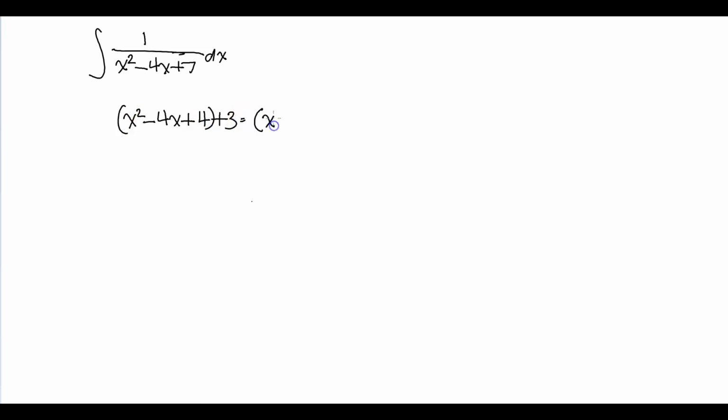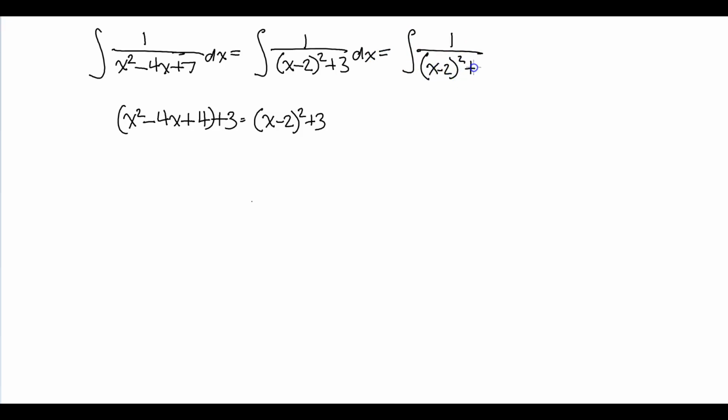So this equals x minus 2 squared plus 3. That serves as a good starting point because the x is now in a squared expression. Plus 3 dx. Now, you might not realize it, but 3 is also a square. Not a perfect square, but it is the square of root 3. So now it fits our arctangent rule. So we can rewrite this as 1 over root 3 times arctangent of x minus 2 over root 3 plus c.